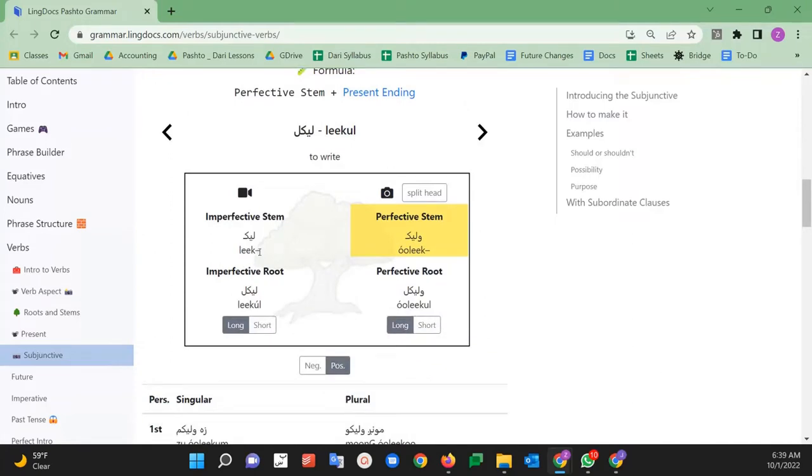First of all, so far in the present simple tense, we've used the imperfective stem. And actually, sometimes we may have called it imperfective present, or present simple. All of those are the same thing. So, for example, ze likum, I am writing. Another example, ze waham, I am hitting. Ze skum, I am drinking. That's all using this imperfective stem.